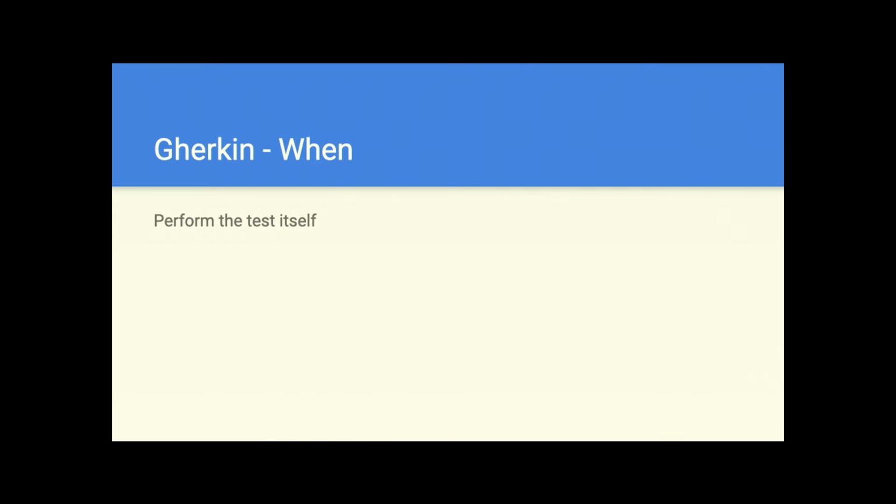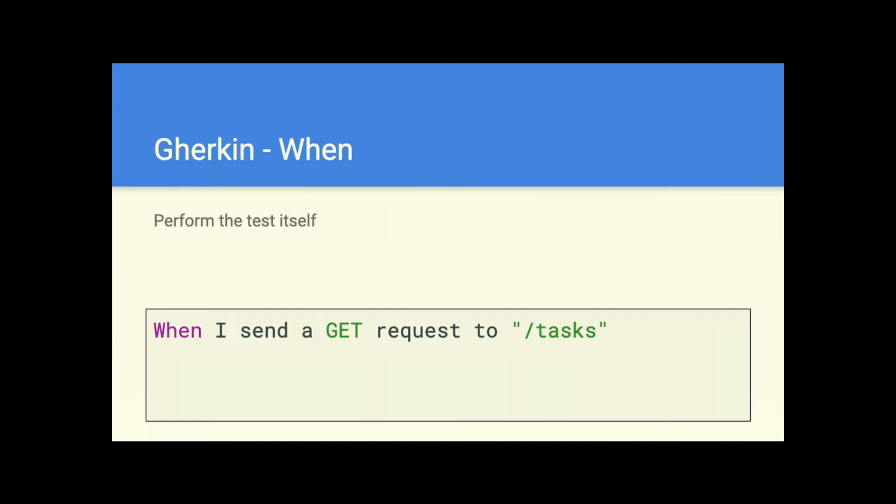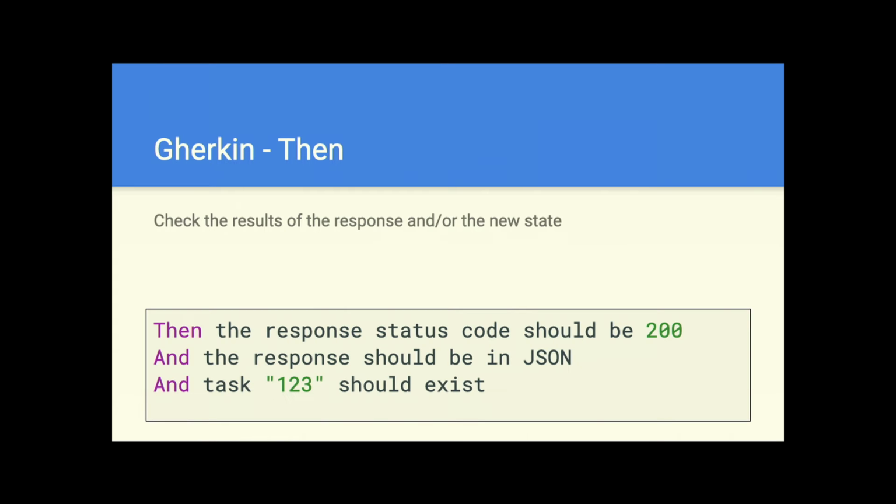The when part is the test itself. In the case of an API, you actually almost always execute things on your endpoints. And the then part, you check the response, you check the response type, and you make sure that things are okay in the database.